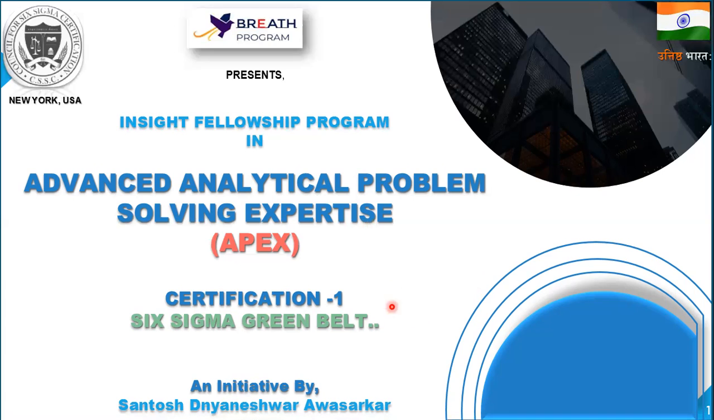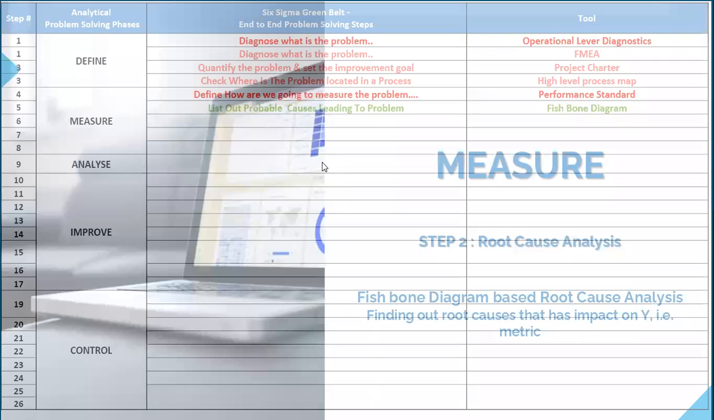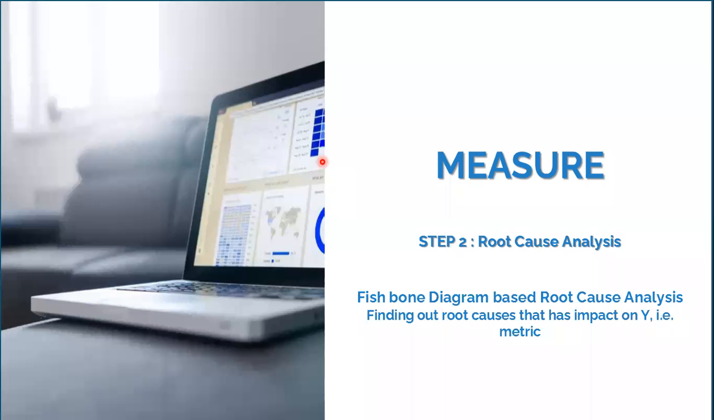Next step, please. Right. Yes, we talked about this. So the very first step was defining how we are going to measure the problem. We used the performance standard. Now the second step in the measure phase is listing out probable causes leading to the problem, and we're going to use the tool called the fishbone diagram. Let's go quickly to the fishbone diagram. Try and understand how we are going to use the fishbone diagram to list down the probable causes.